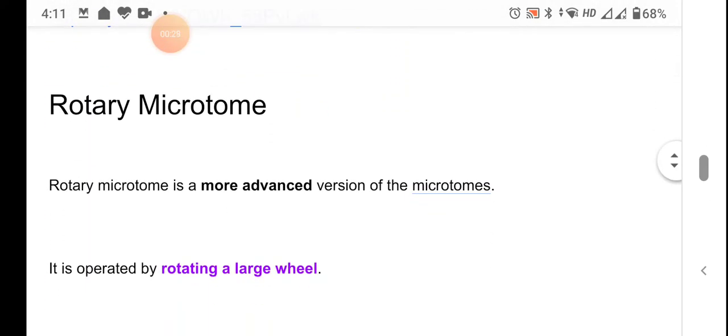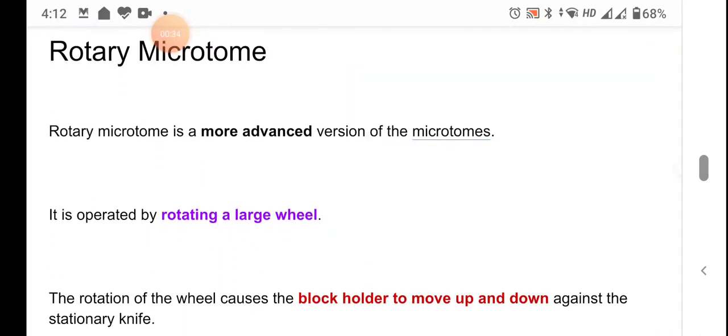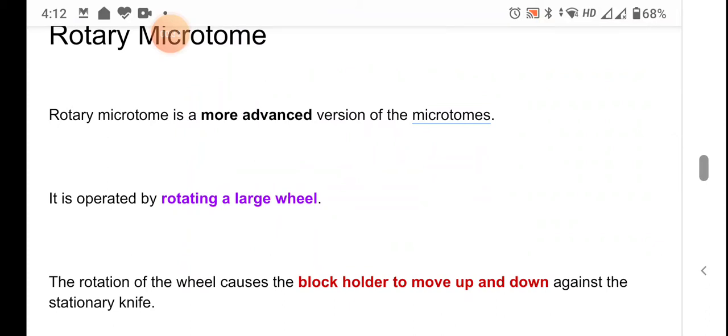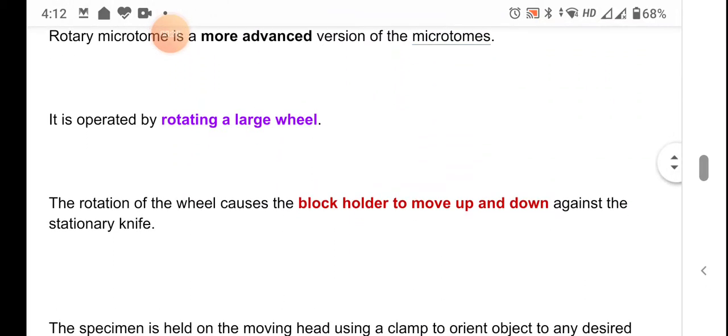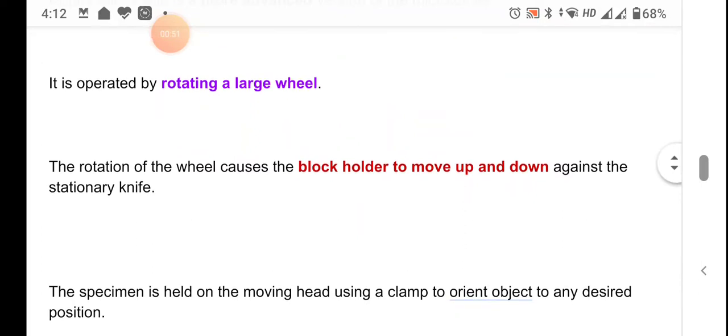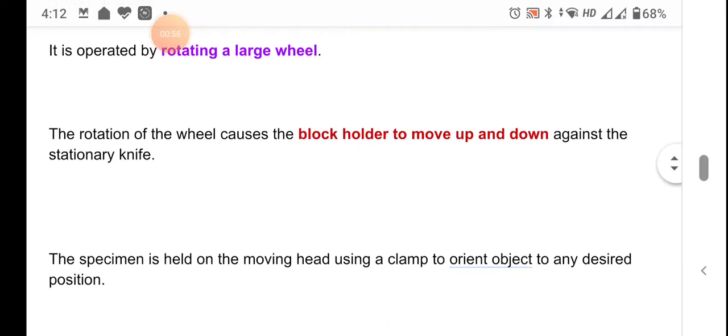Now it's the rotary microtome. Rotary microtome is a more advanced version, and it is operated by rotating a large wheel. There is a large wheel at the right side, and when we rotate this large wheel, that will cause the block holder or the specimen holder to move up and down against a stationary knife. Here the knife is stationary and the block holder will be moving up and down. Means our specimen will be moving up and down against the knife, and when it moves, the sections are produced.